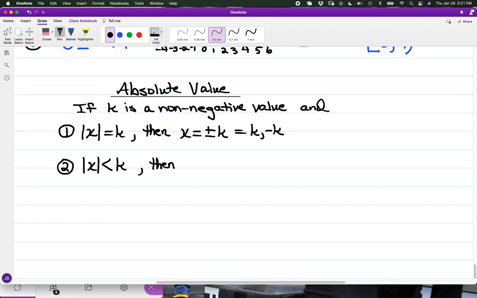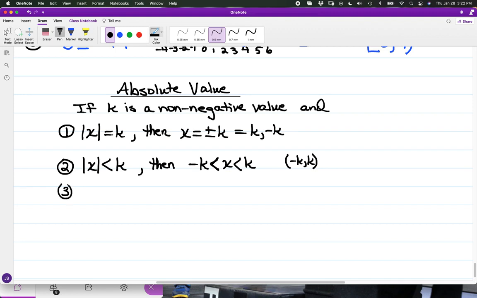then what's going to happen here is that it's going to be kind of like a squeeze plate. By definition, absolute value is the distance away from 0. And if the distance is less than k units from 0, then your values of x will be between negative and positive k, such that negative k is less than x is less than k, and your interval notation would be parentheses around the negative and positive k.